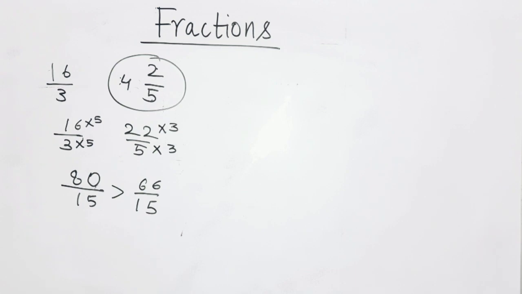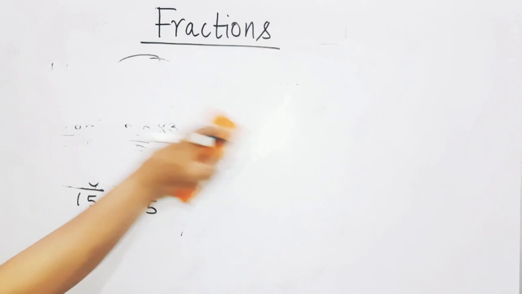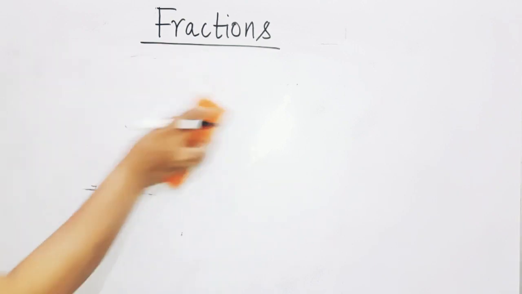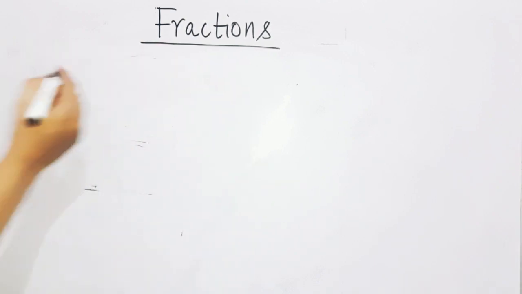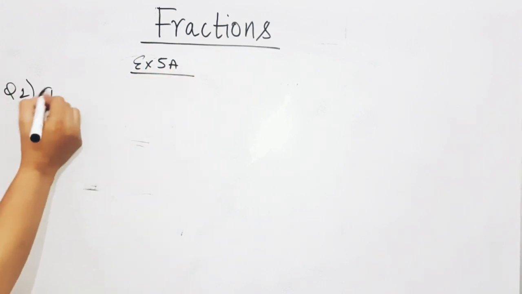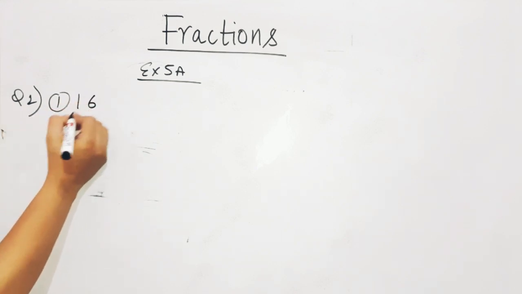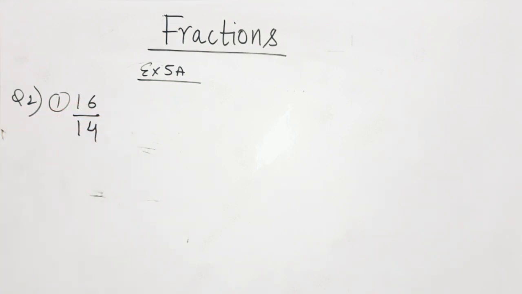So now exercise 5A, question number 2. Write the following fractions in their simplest form. Today itself I have explained to you about the simplest form. Exercise 5A, question number 2. The first option is 16 upon 14.